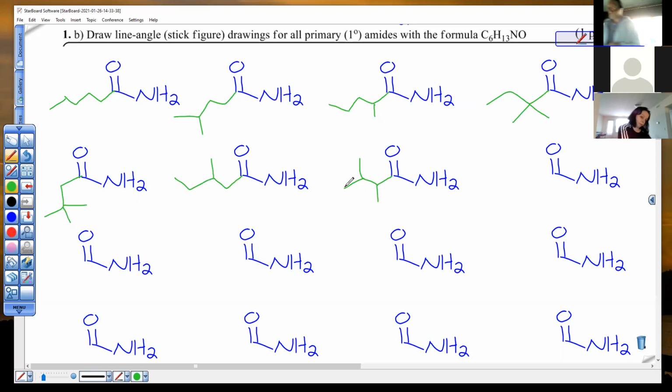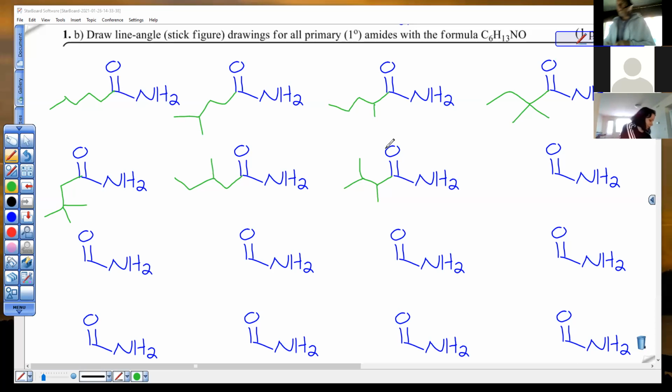And in this one, I have to look back at the original question if I can find it. There it is. And it says, draw a stick figure for all carboxylic esters. And the next one was primary amides with a formula. It doesn't say anything about stereocenters, does it? So, some of these have stereocenters.